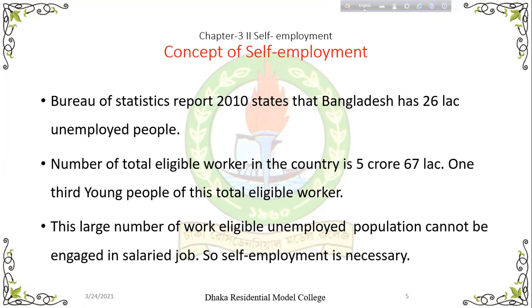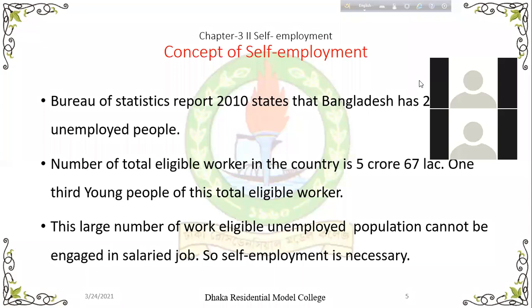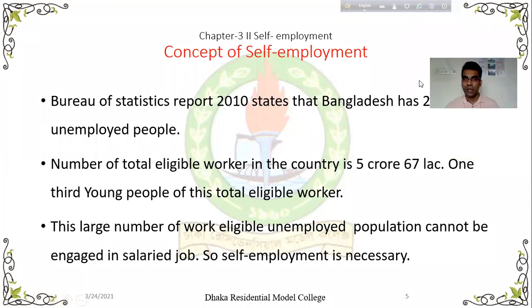That means they do not do any economic work. Unemployed people means the people who do not do any economic work. অর্থাৎ যারা কোনো অর্থনৈতিক কর্মকাণ্ড করে না। বুঝতে পেরেছো? Dear student, understand? Okay. If you have any questions, you may ask me then and there.